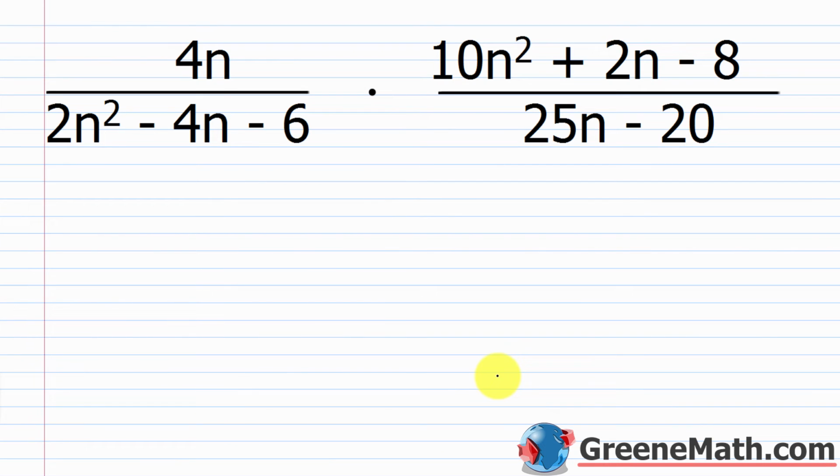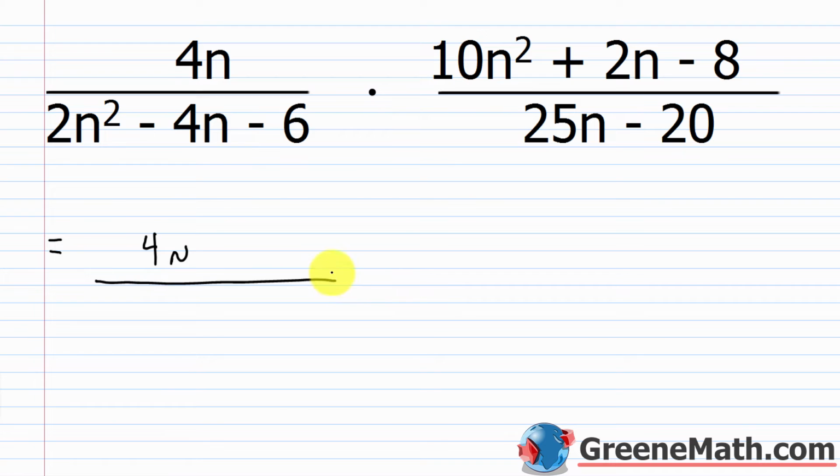Okay, let's take a look at another one that's a little bit more tedious. So we have 4n over 2n squared minus 4n minus 6 times 10n squared plus 2n minus 8, and this is over 25n minus 20. So all I'm going to do is just factor everything completely, or as much as I need to figure out what's going to cancel. So, for example, in this numerator here, 4n, I'm not going to write 2 times n. I'm just going to write 4n. You can do that if you want, but I think it's a bit unnecessary.